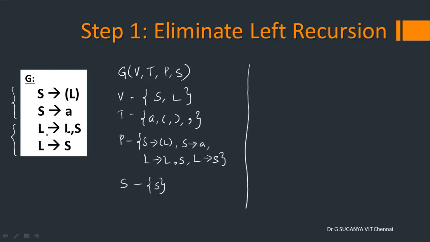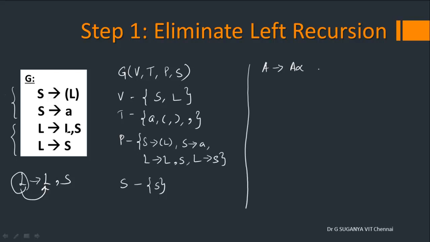Okay, meaning that the leftmost symbol here, L, gives L comma S. So whatever symbol we have on the left appears as the first symbol on the right, and hence we have to go for left recursion elimination. So the formula remains like this.